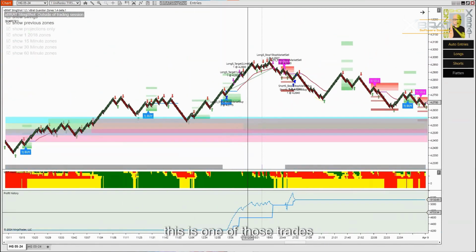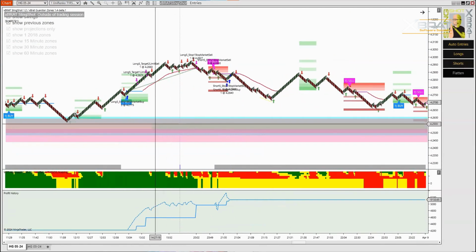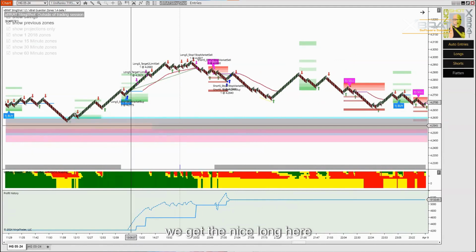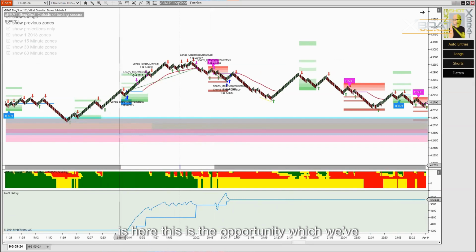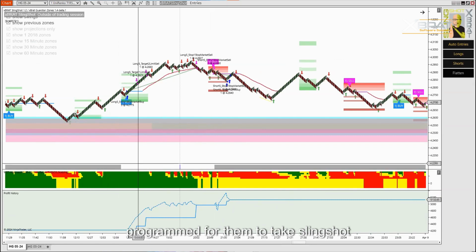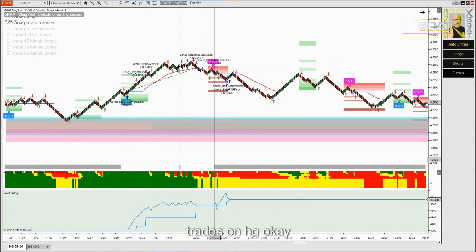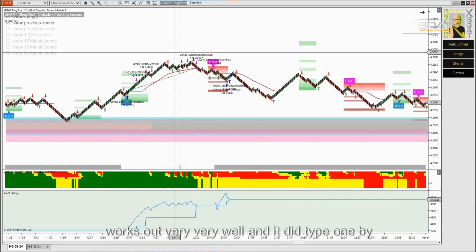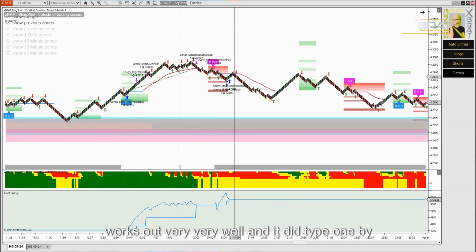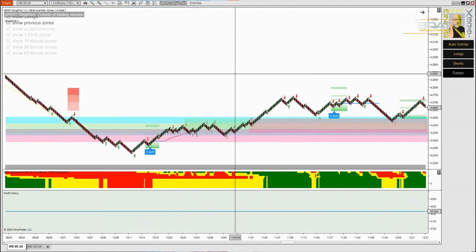This is one of those trades, okay? We get the nice long here. It's in, you see where the gray is here and the gray is here. This is the opportunity which we've programmed for them to take slingshot trades on HG, okay? Because with the optimization, that's the time of day, the day of the week, that actually it works out very, very well. And it did. Type 1 buy, type 1 sell.